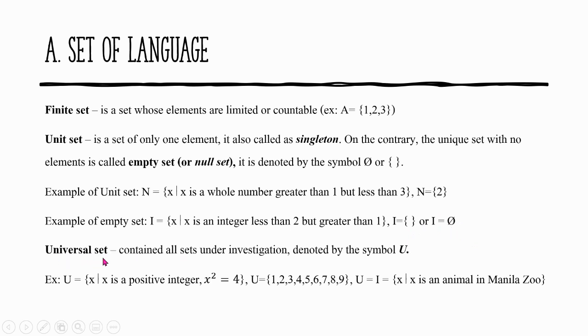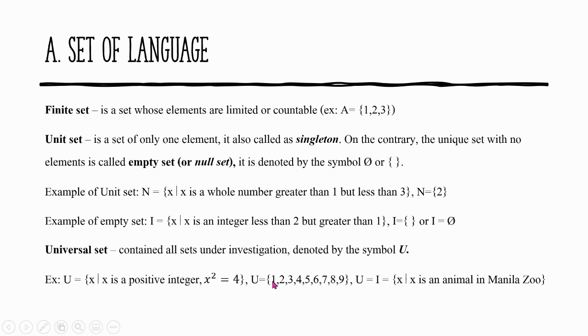Next is the universal set. The universal set contains all the sets under investigation, and is denoted by capital U. Example of this, we have U, wherein x is an element such that x is a positive integer and x to the power 2 is equal to 4. You can replace the variables as long as this is equal to 4. Another example of a universal set, in roster method, we have 1, 2, 3, 4, 5, 6, 7, 8.